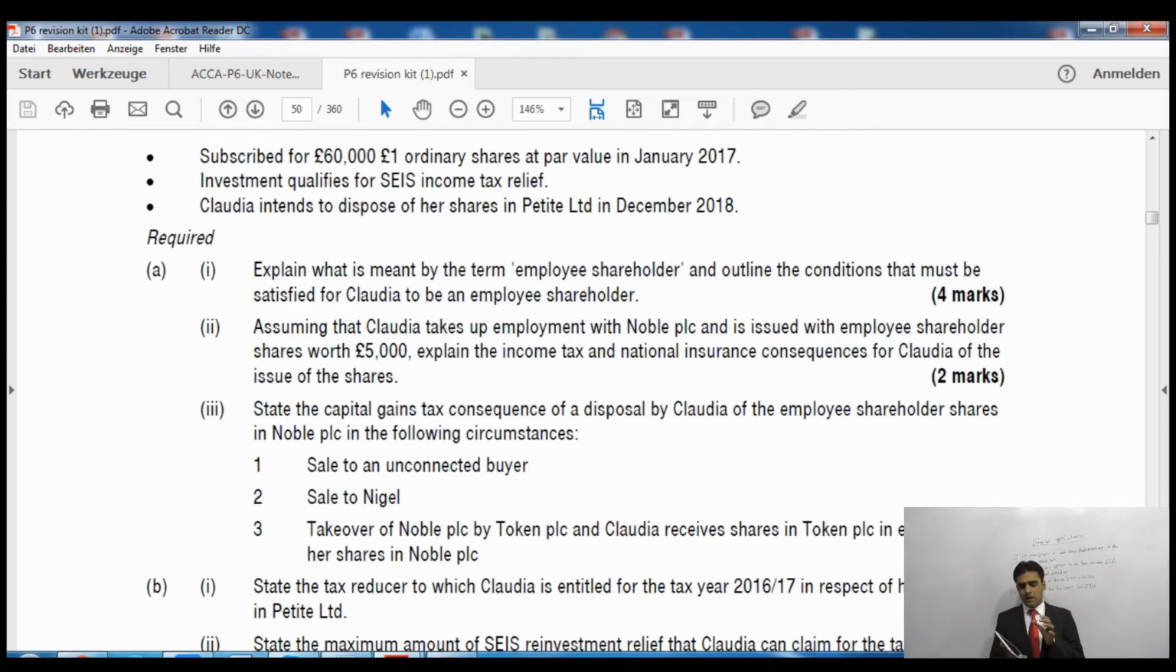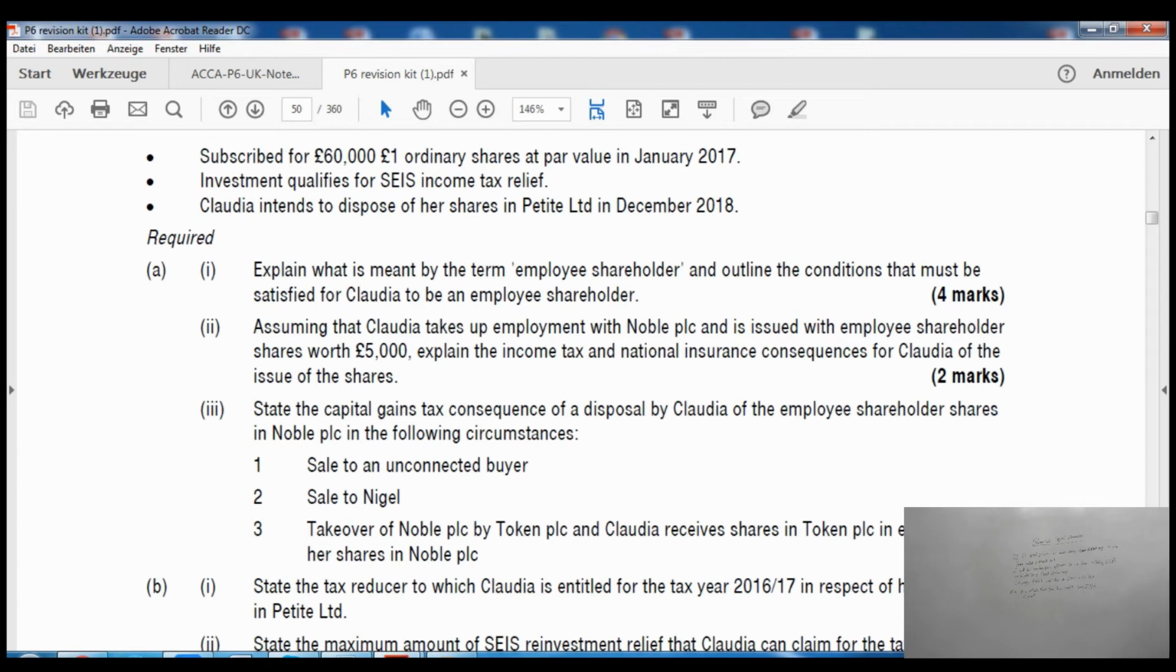So you just need to copy from the notes which we have just studied. It is exactly the same thing. You have to tell him what an employee shareholder is, and you have to tell 3 conditions as well, because it is a 4 mark requirement. So 1 mark for the definition, another 3 marks for the conditions, whatever the conditions are which we have studied in our notes.